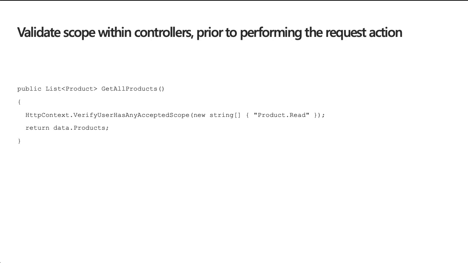This new method that's added to the current HTTP context is used within your controller's methods to first verify the current request includes the necessary permissions. If it doesn't, it'll throw an error. Otherwise, it'll continue and execute the desired result.